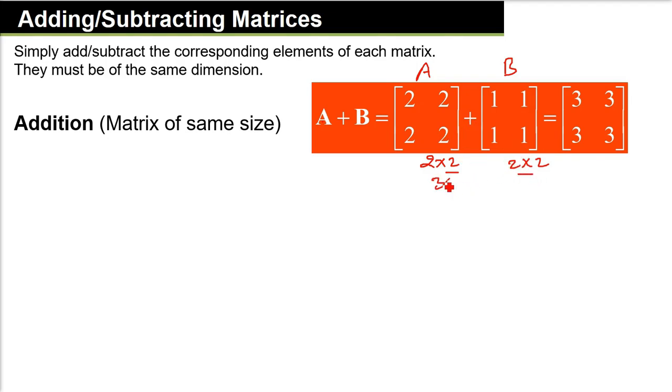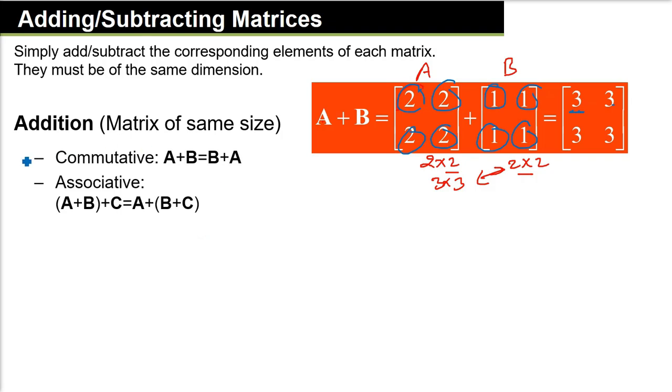If one is 3 by 3, you cannot add it with 2 by 2. Corresponding elements we have to add. So 2 and 1 will be added, you get 3. This 2 and 1 will be added, you get 3. This 2 and 1 will be added, you get 3. This 2 and 1 you add and you get 3.